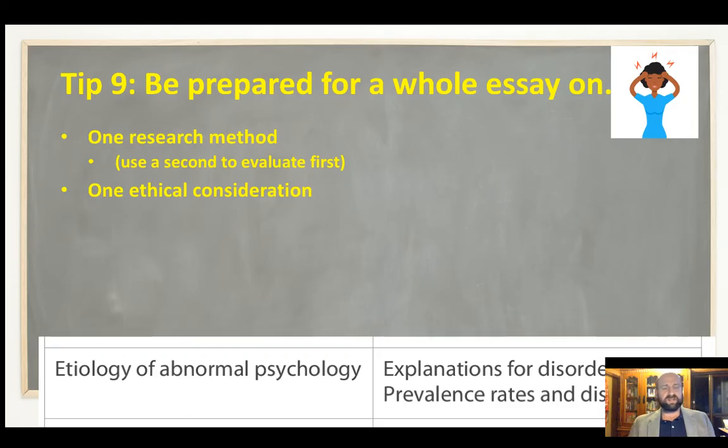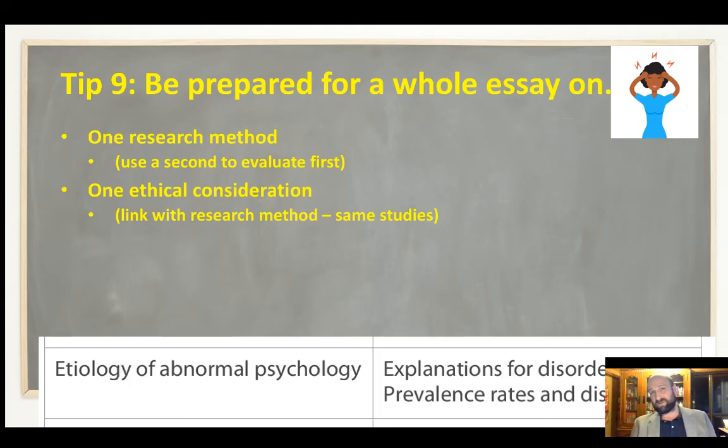One ethical consideration, now use the same studies that you did for the research method. And you're going to find the overlaps there. But again, you have to be prepared to write a whole essay about that. That could be very tricky. And this is why it's good to have a backup. This is why, focusing on just this etiology of abnormal psychology, if you get a question like, discuss one ethical consideration related to research on etiologies, that's a tricky essay.